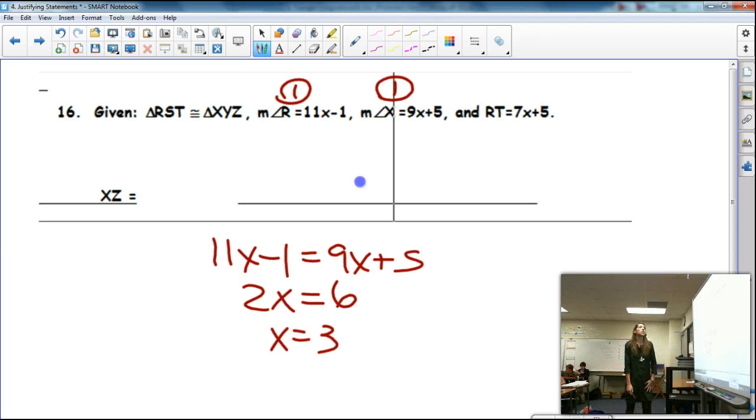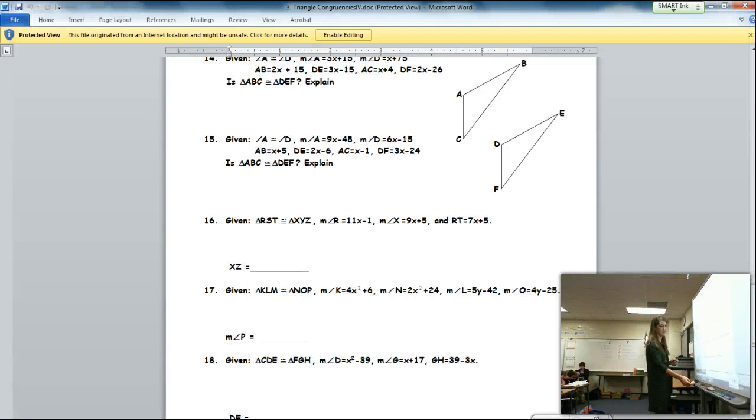Cool. Okay, so what are we trying to find? XZ? It's just asking for XZ. Okay, so RT is listed first and third. XZ is first and third, so you just take 3 and you plug it in. 7 times 3? 21 plus 5? 26. 17 is next.